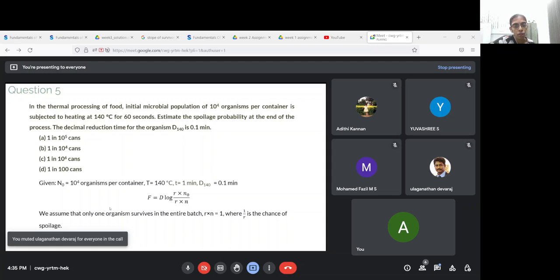Whenever you're finding out spoilage probability, there is one assumption that you have to make. We assume that only one organism survives in the entire batch. And when I mean batch, it means all the containers together, there is only one single organism that is surviving. So R into N will be equal to 1. It is not one organism per container, it is totally one organism that is surviving. So R into N is equal to 1. And here 1 by R is actually the chance of spoilage or spoilage probability that you have to calculate. So now, how do you go about this? If R into N becomes 1, what is your equation?